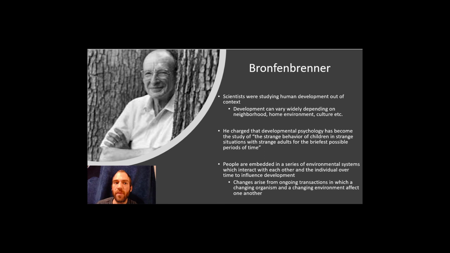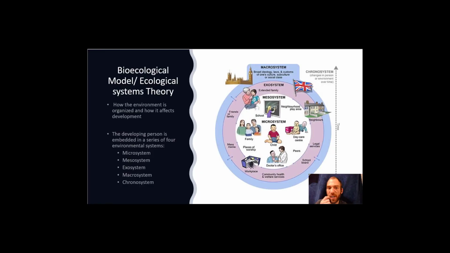And in fact, development is not just a universal process, but people interact with their environments in a series of transactional ways. Now this will become clear in this slide here. This is the bioecological model, I should say, or the ecological systems theory, how the environment is organized and how it affects development. The developing person is embedded in a series of 4 environmental systems. And this is expanded a little. Some people argue 4, some say 4 plus the chronosystem. And the chronosystem refers to the historical period. There's actually a link in the notes if you want to check that out. It's a pretty cool video.